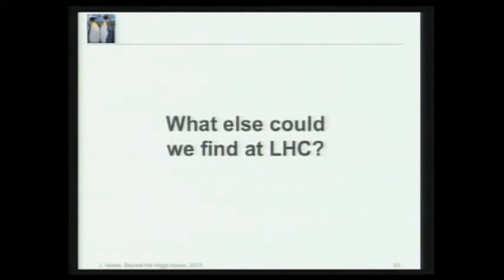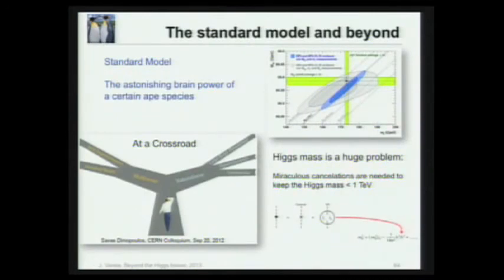So, very quickly, in the last 10 minutes, a few words about what we could see at LHC. We know that we have this very nice standard model. It is a proof of the astonishing brain power of a certain ape species. This incredible agreement between the mass of the W, mass of the top, mass of the Higgs that I have shown to you. I have hopefully told you today that we have this huge problem with the Higgs mass and these miraculous cancellations. And here we are at a crossroads.